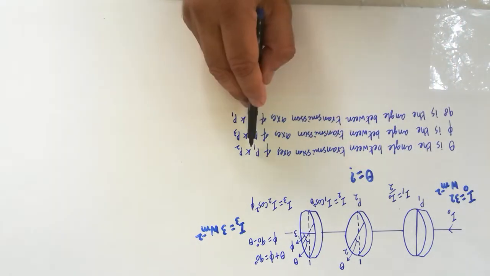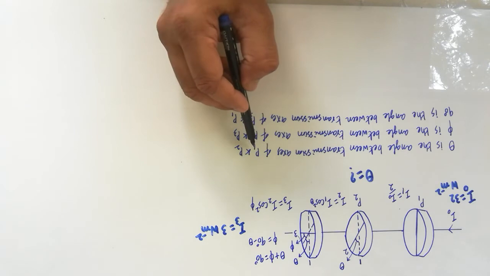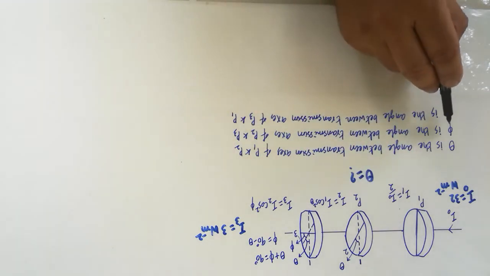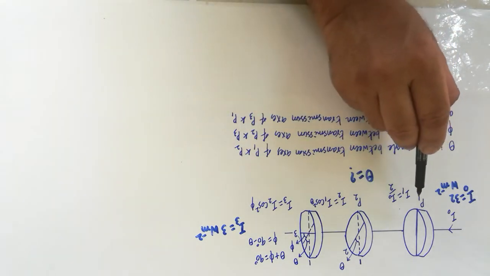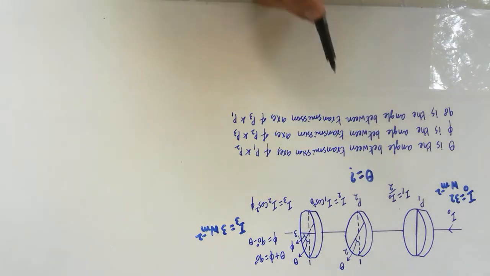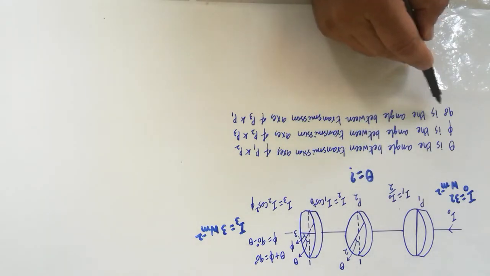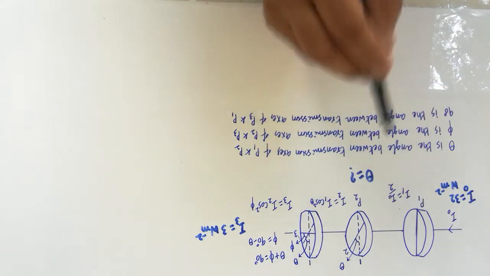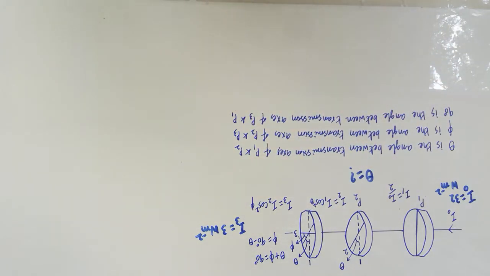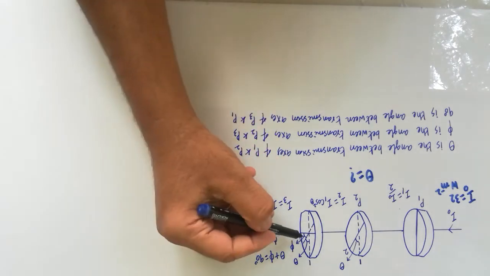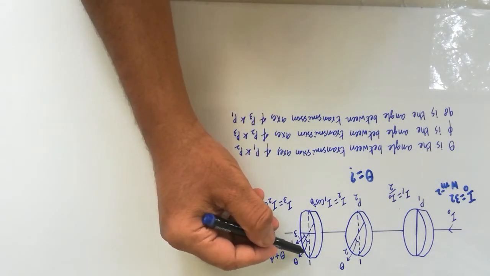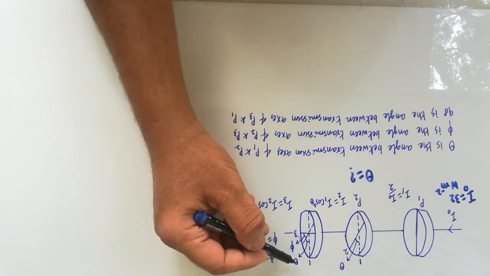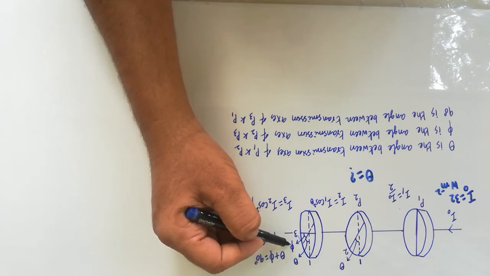Theta is the angle between the transmission axis of P1 and P2. Pi is the angle between the transmission axis of P2 and P3. 90 degree is the angle between the transmission axis of P3 and P1. We are asked to calculate the value of theta. Which value? Here we are rotating the third Polaroid. After rotating the third Polaroid, that pi is created.